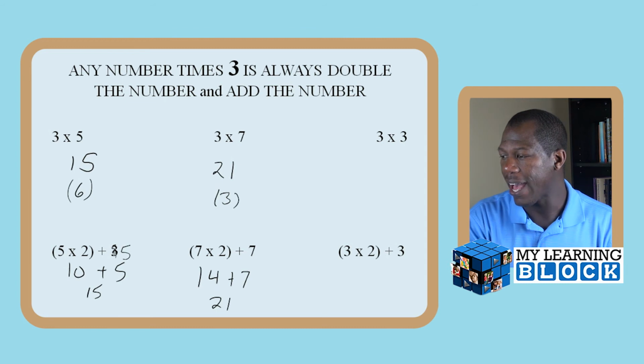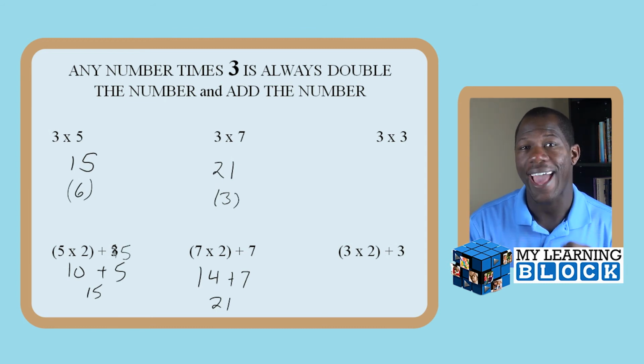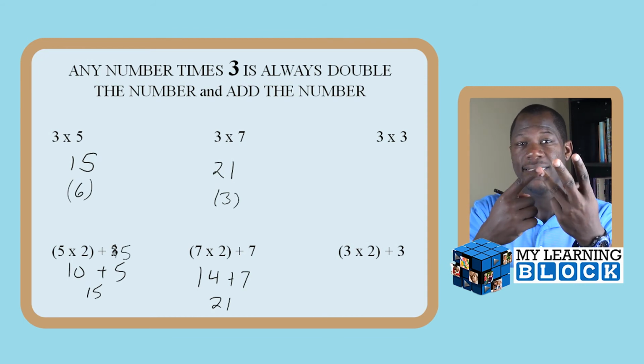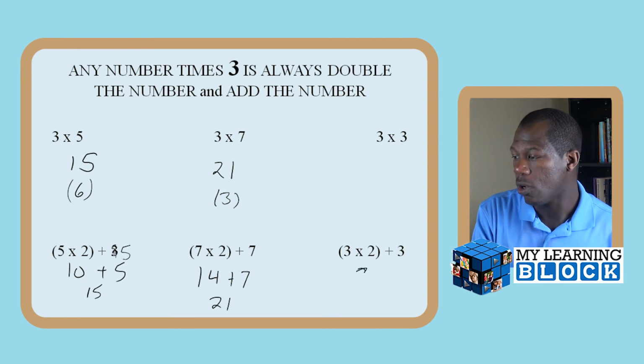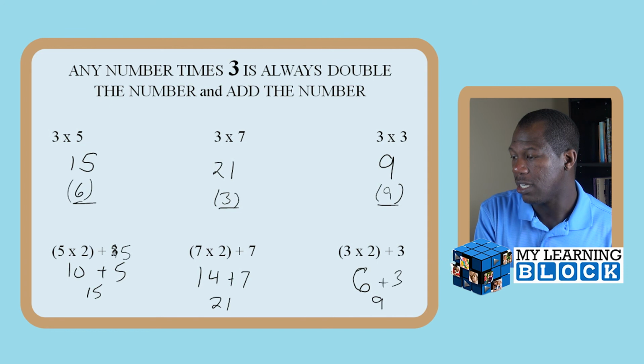All right, the next one I have 3 times 3. Again, I want to double the number, then add the number. 2, 4, 6, 7, 8, 9, right? So 3 times 2 is 6, plus 3 equals 9. Therefore, the answer, the product, is 9. And again, it is either a 9, a 3, or a 6.